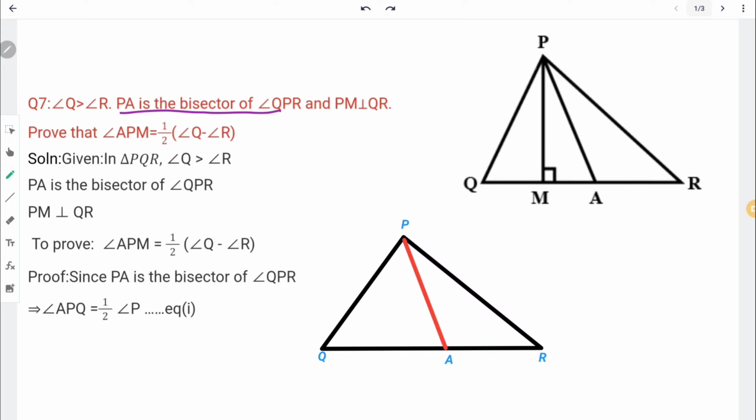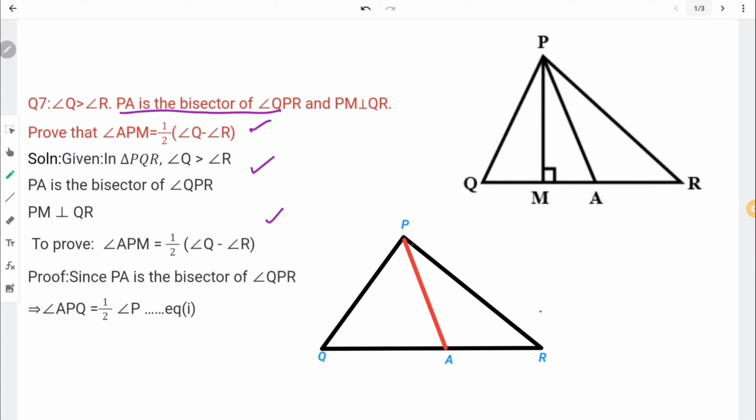And then they've also given us PM is perpendicular to QR. So this is perpendicular to QR, which means this is 90 degrees, this side is also 90 degrees, simple as that. And then what we're asked to prove is this: angle APM equals half times angle Q minus R. All right, so write down the given, then write down what to prove.